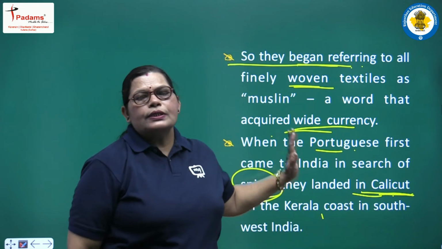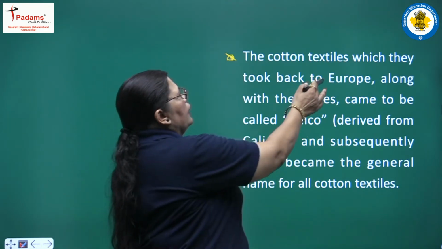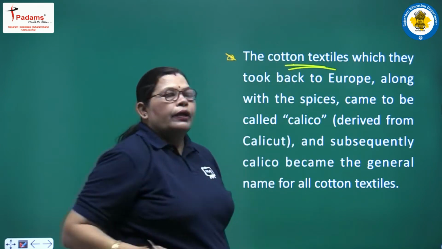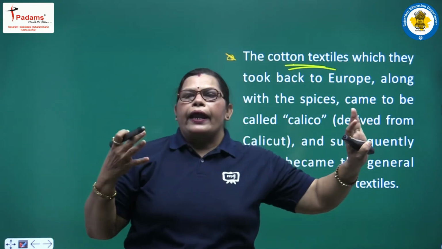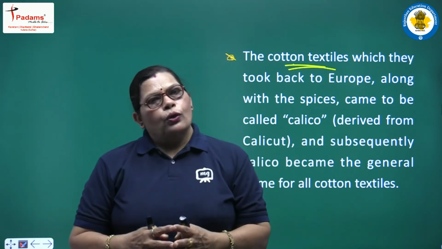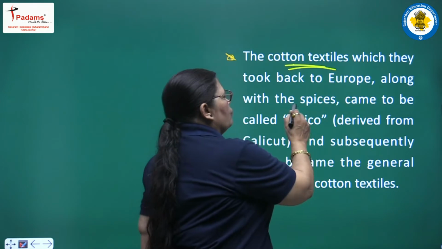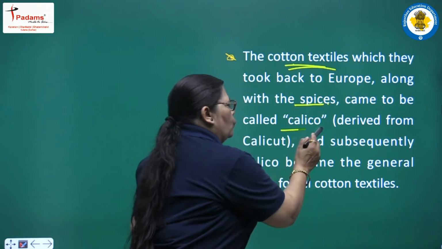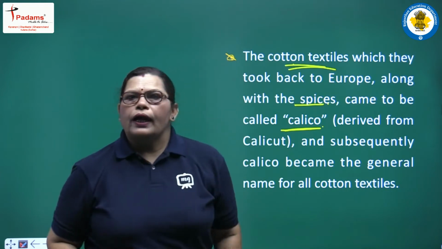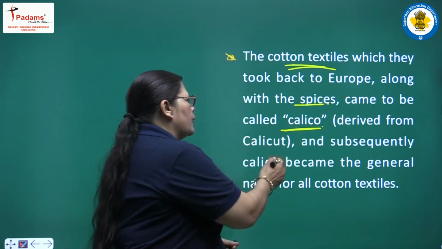So the Portuguese landed at the port of Calicut, and they took cotton textiles back to Europe. They came here, and along with the spices they took cotton textile material to Europe. This came to be called calico. Why did this come to be called calico? It derived from the word Calicut.